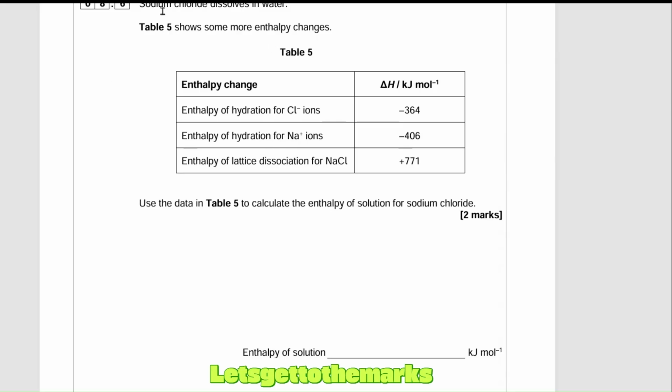8.6. Time for a bag of tricks. All right, enough of the stupid rhyming. Sodium chloride dissolves in water. Table 5 shows some more enthalpy changes.